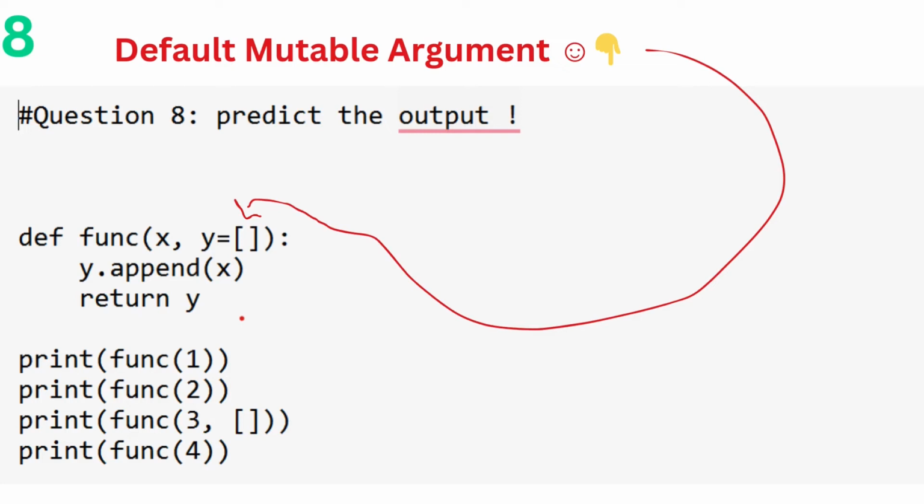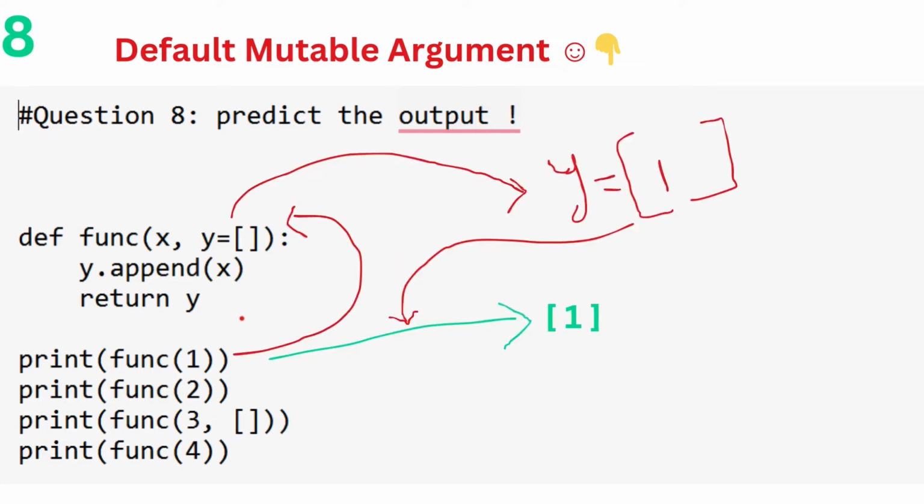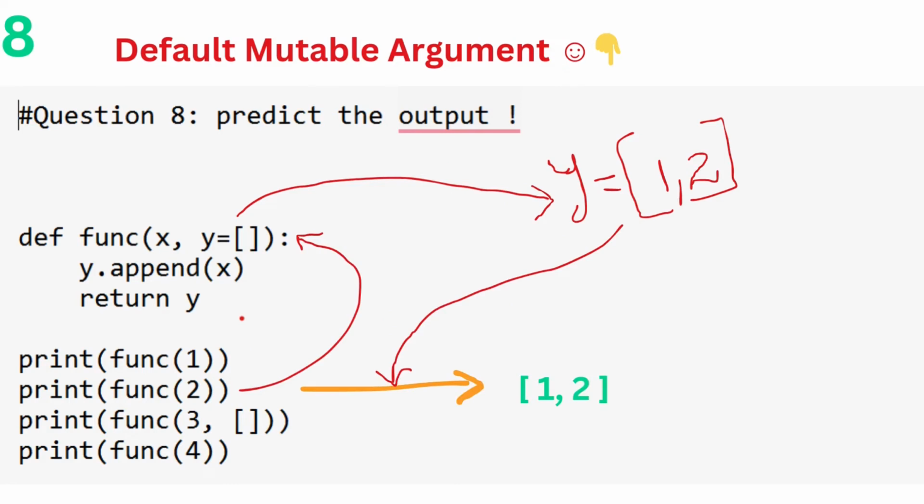So now let's discuss this program. At the first function call, we are sending 1 as a value. Now x is 1, and y is already created as an empty list, right? So y.append(x), the value is 1. Now we return y, and it is 1. In the second function call, we are sending 2 as a value. So now x is 2, and the same list y is appended with another value, that is 2, and so the output will be 1, 2.